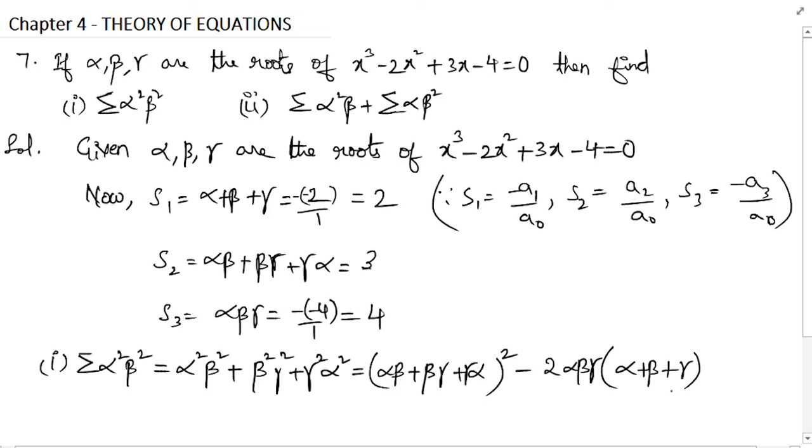Okay, that can be written as, that is equal to 3 square minus 2 into 4 into 2, which is equal to 9 minus 16, that is equal to minus 7. Okay, so our first bit is done.